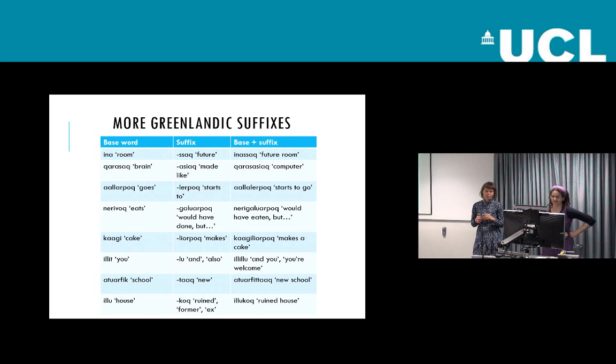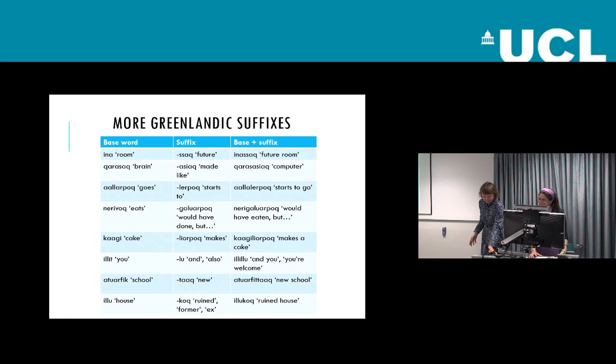And then we have ichlu again as our base, and then the suffix kok, which means ruined, former, or ex. So a ruined house would be ichlu kok, but then we had a bit of a misunderstanding, me and our consultant, because we were working with the native speaker there, and she said, oh, I was on Skype, this was all in Greenlandic, I was on Skype with my ruined colleague, and I was like, what is she saying? She meant ex-former colleague, but I'd learned the other meaning of the ending, and I thought, is the colleague in hospital, what's happened in there? But they were okay, they were just former colleagues.